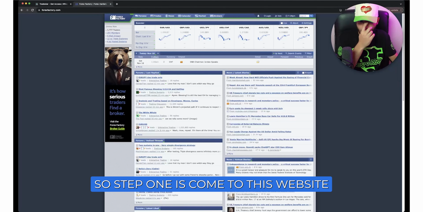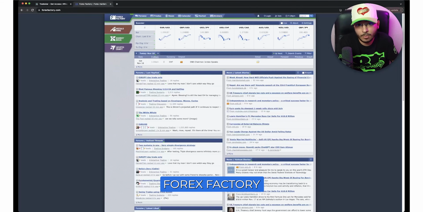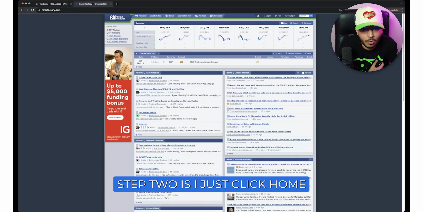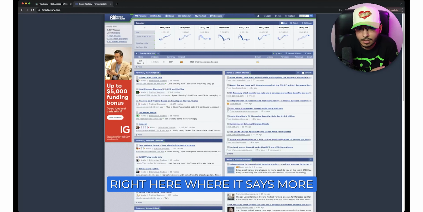Cool. So step one is come to this website, Forex Factory. This is where I get my Forex news. Step two is I just click home. Step three is I click right here where it says more.